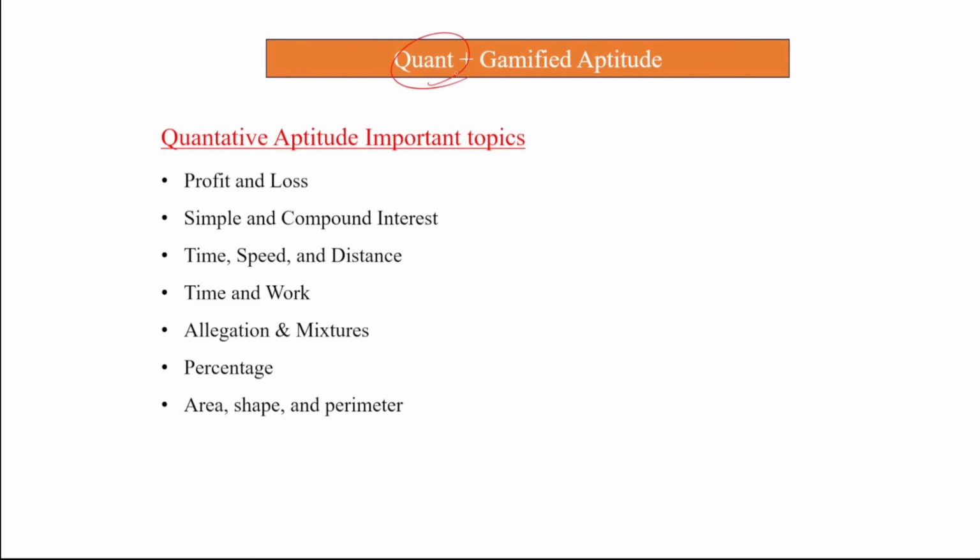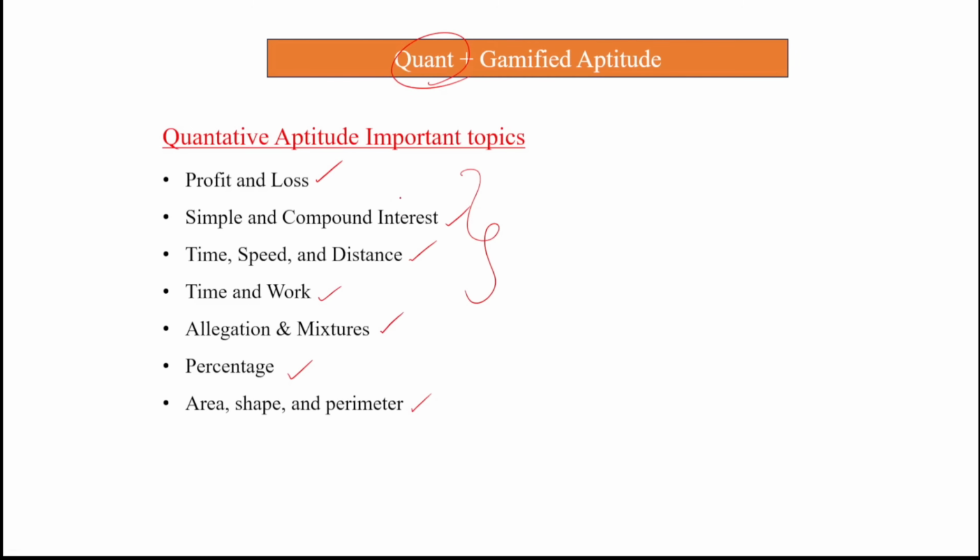In this video, I will solve the questions in Quantitative Aptitude. Here are the important topics for this section: profit and loss, simple and compound interest, time, speed and distance, time and work, alligations and mixtures, percentages, and also the formulas for area, shape and perimeter. So we need to know each and every topic of this.